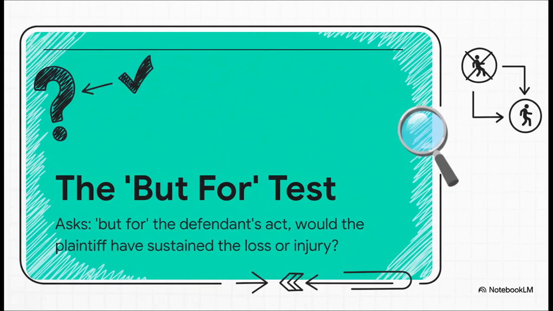So what exactly is this test? Well, at its heart, the but-for test is a pretty simple rule. Its whole job is to zero in on one specific action and figure out if that was the real reason someone suffered a loss or an injury. And it all comes down to asking one really powerful hypothetical question.